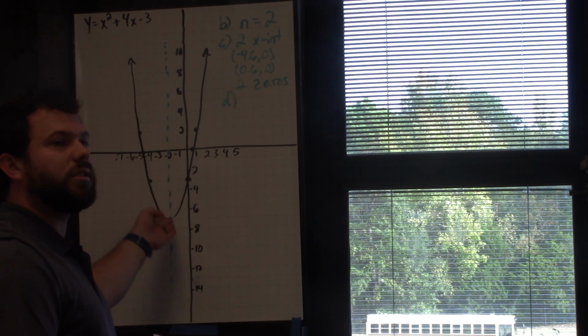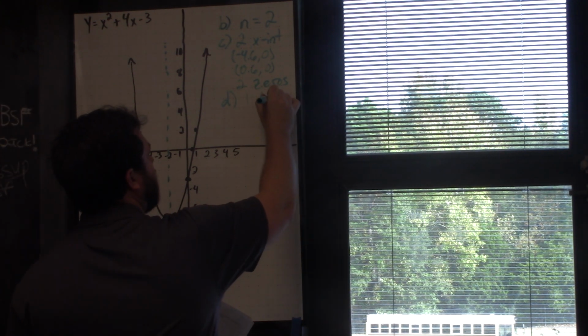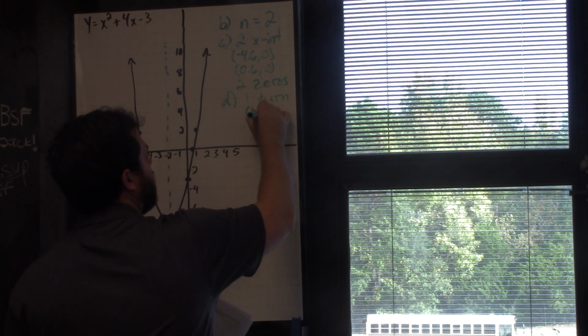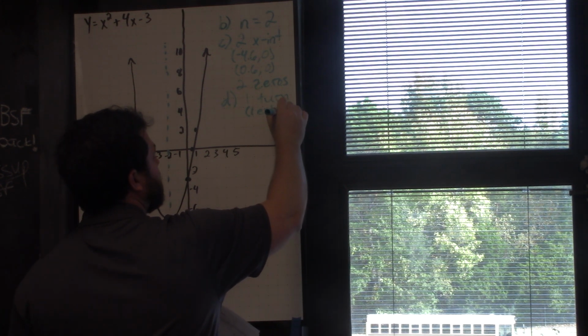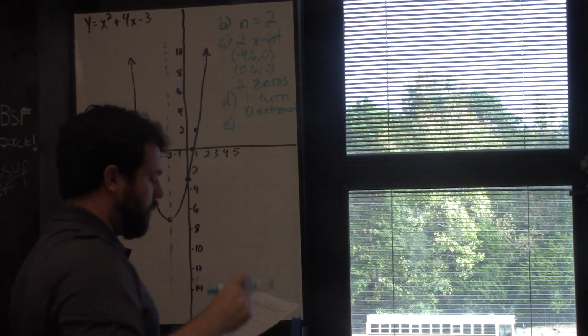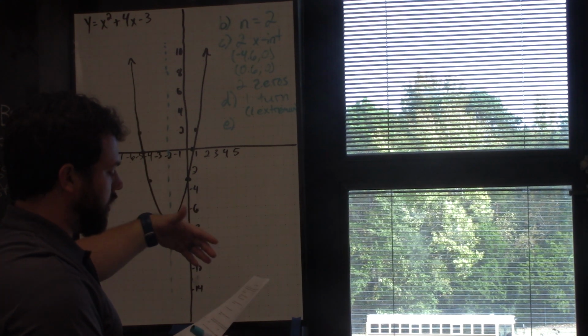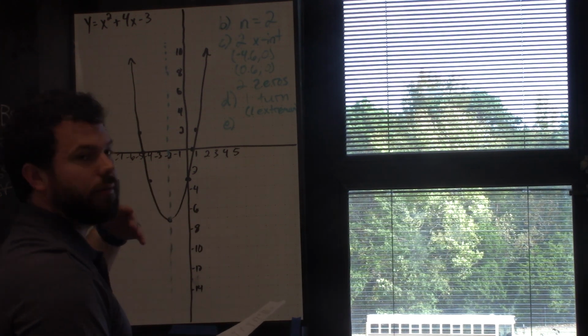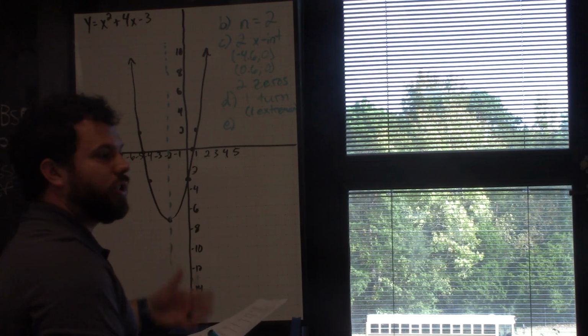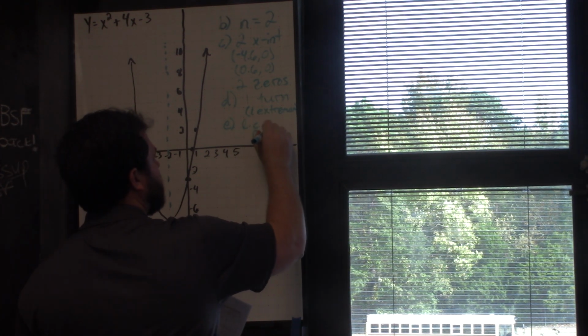How many times does this function turn? 1 turn, okay? So 1 turn, right? 1 extremum. Specifically, what type of extremum is this one? It's a minimum, right? All right, so what is the leading coefficient of the polynomial, positive or negative? Positive. The leading coefficient is 1, so the leading coefficient is positive.